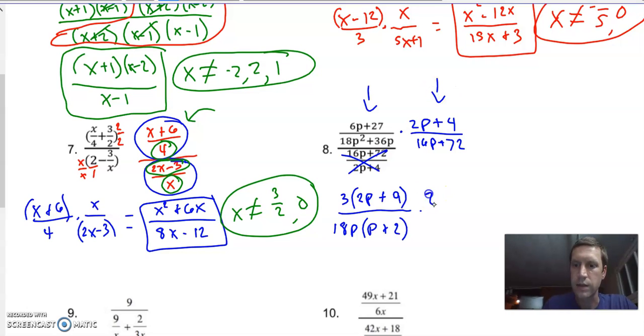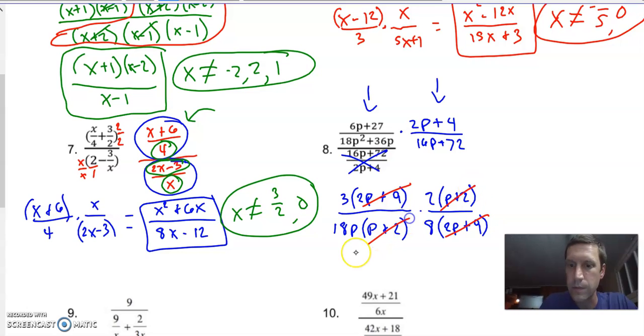Second fraction, I can take out 2 and I have p plus 2, so it looks like that'll cancel, which is nice. In the bottom, 16 and 72, I know 8 goes into both of those. Let's see if that's the biggest thing. 8, and I have 2p plus 8 times 9 gives me 72. 2p plus 9. So I got a few things. We got 2p plus 9, 2p plus 9, p plus 2, p plus 2.